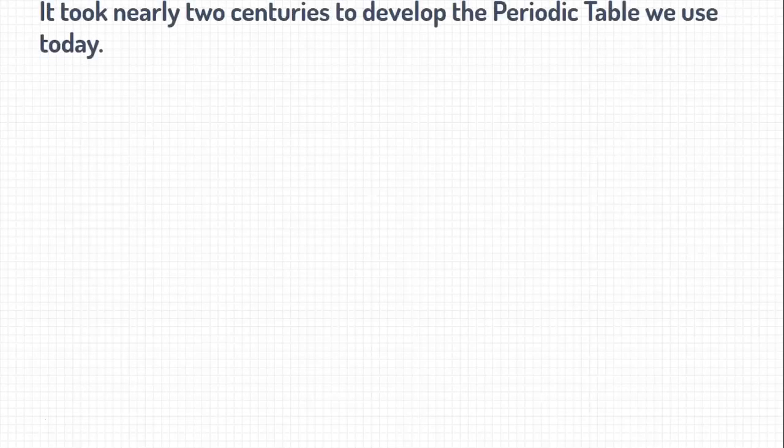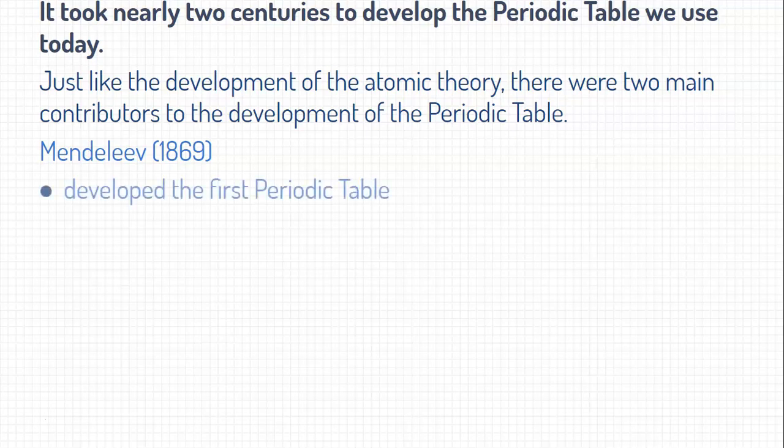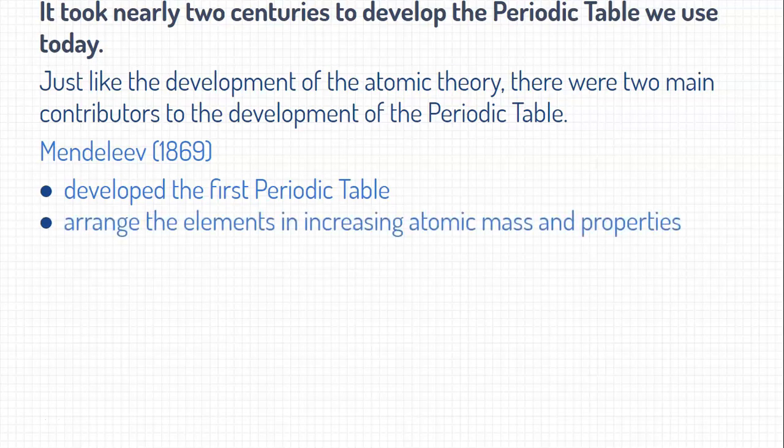Okay, so it took nearly 2 centuries to develop the periodic table we use today. Just like the development of the atomic theory, there were two main contributors to the development of the periodic table. The first guy we're going to talk about is Mendeleev. Mendeleev produced his periodic table in 1869. He developed the first periodic table, and he arranged the elements by increasing atomic mass and clumping the elements by similar properties.